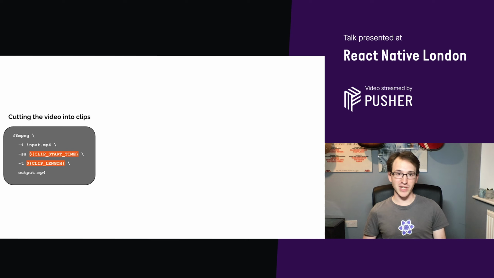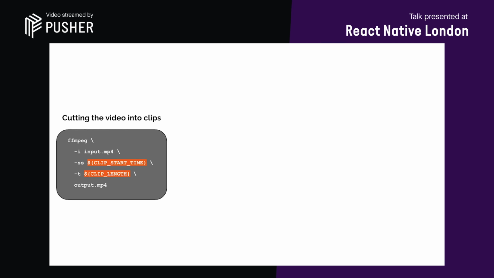Actually, cutting the clips out is pretty easy. We can loop over the clips array in our JSON and make this FFmpeg command, finding the start time of each clip relative to the start time of the video, and the duration of the clip by taking its start time from its end time.